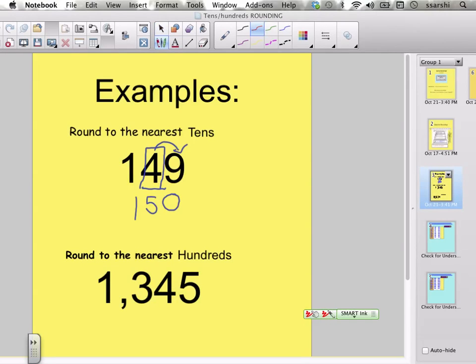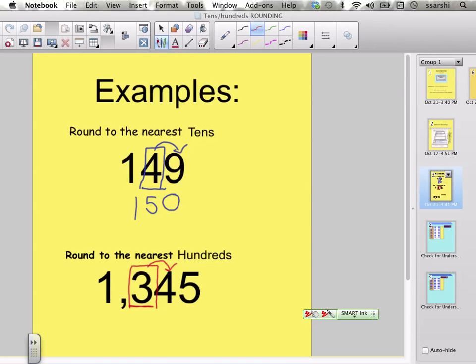My next example is 1,345 rounded to the nearest hundreds. So I underline the digit. I build the house. I look at my neighbor. I say the rhyme. 5 or above, give it a shove. 4 or below, leave it alone. So it is in this case a 4, the neighbor.